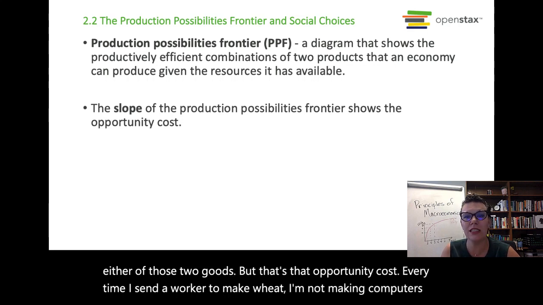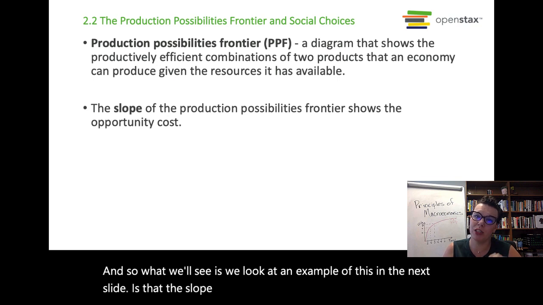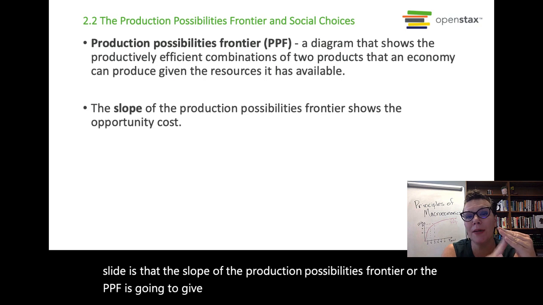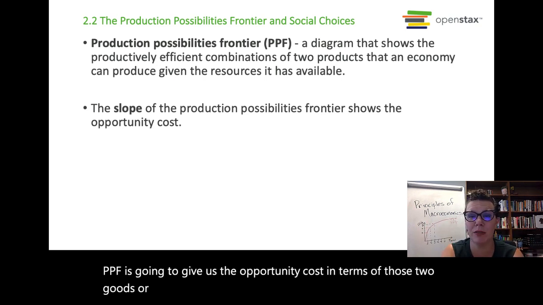And so what we'll see as we look at an example of this in the next slide is that the slope of the production possibilities frontier, or the PPF, is going to give us the opportunity cost in terms of those two goods or two products that we could be producing.